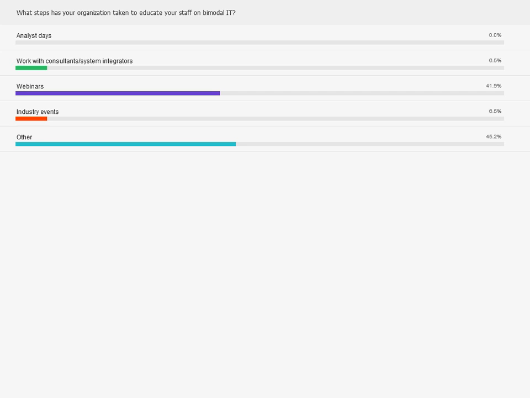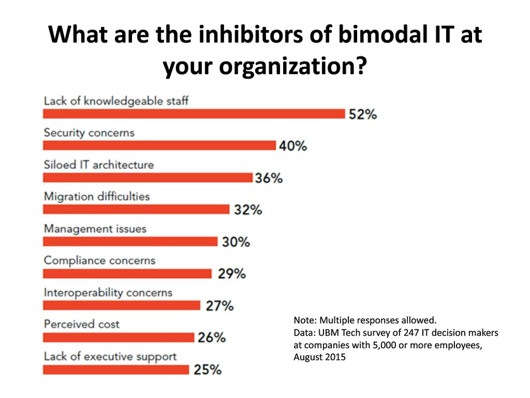One of the reasons that we asked this question was that we got some similar results from that survey we've been talking about. We asked people, what are the inhibitors of Bimodal IT at your organization? And the number one answer from a majority of the participants, 52%, said a lack of knowledgeable staff. And so that seems to be one of the biggest problems, the biggest concerns is just people not really sure about how to do bimodal or what they should be doing. Other top concerns were security concerns, siloed IT architecture, migration difficulties, management issues, compliance concerns, interoperability concerns, that's something we've talked about a little bit, perceived cost, and lack of executive support.